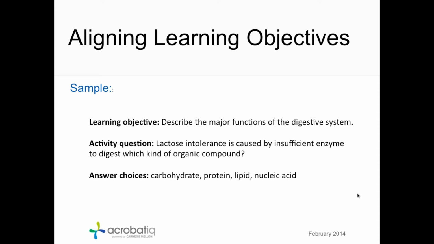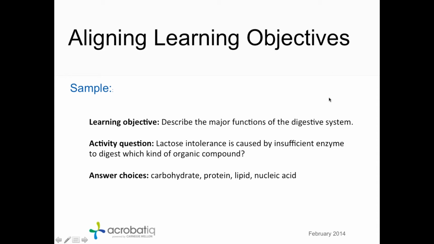And then there's an activity question that has been crafted against that learning objective, and it reads, lactose intolerance is caused by insufficient enzyme to digest which kind of organic compound? And you can see the answer choices there. And it's quite possible that by answering this activity question the student would be describing some aspect of the digestive system. It's also possible that you could include feedback for the answer choices that could focus on digestive functions and tie that question back to the learning objective.